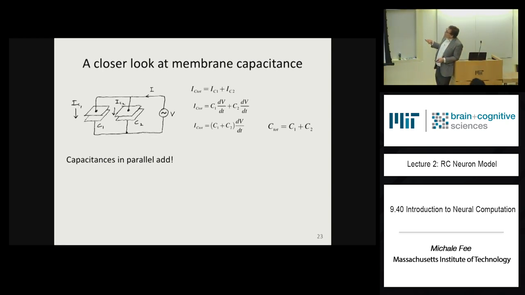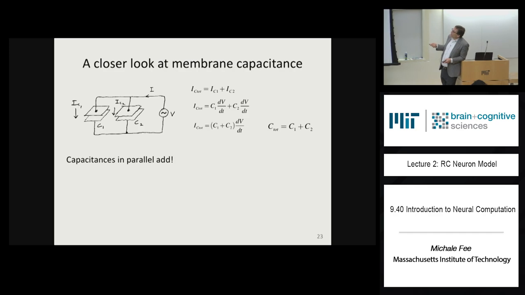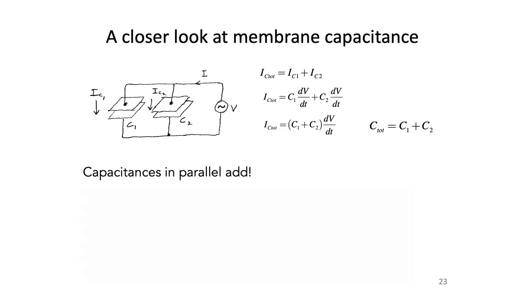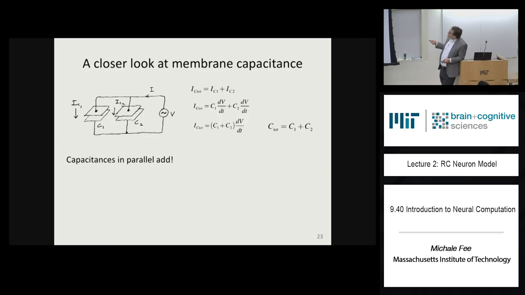All right? Okay, now let's look at capacitance. The total current through these two capacitors in parallel is just the current through one capacitor plus the current through the other. We can write the current through each capacitor separately. I total equals C1 dV/dt plus C2 dV/dt. Factor out the dV/dt, and you get that the total current is just (C1 plus C2) dV/dt. So the total capacitance is the sum of the capacitances.